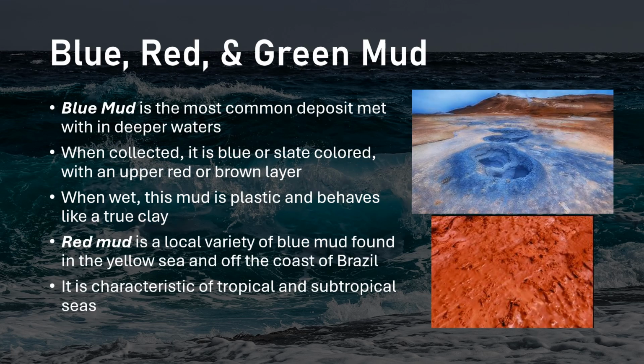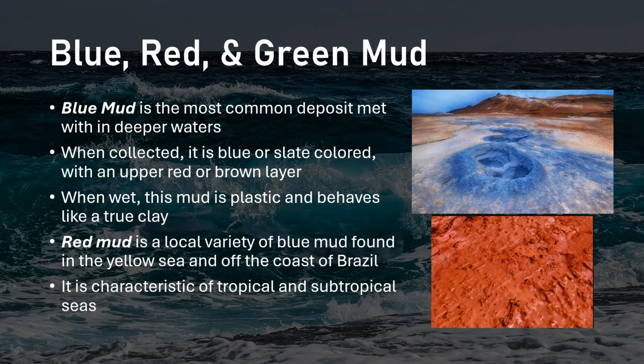Blue, red, and green mud. Blue mud is the most common deposit met with in deeper waters surrounding continental land and in all enclosed or partly enclosed seas, more or less cut off from the open ocean. When collected, it is either blue or slate colored, with an upper red or brown layer in immediate contact with water.